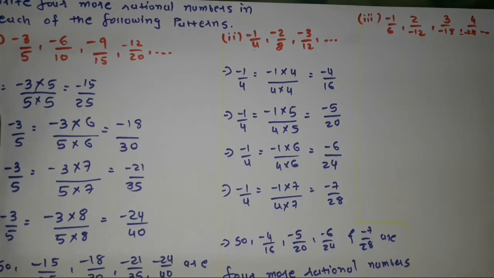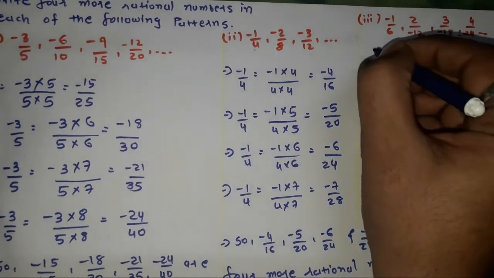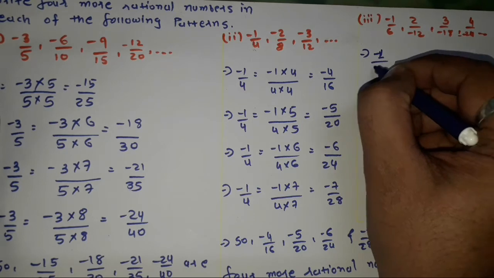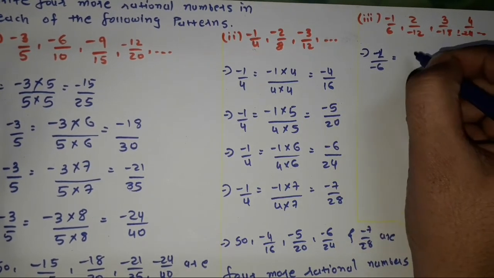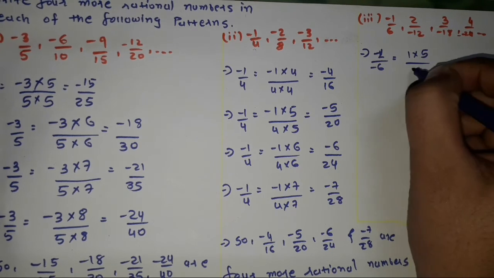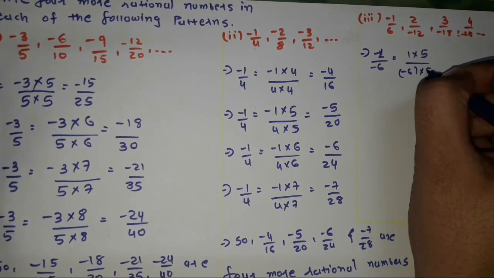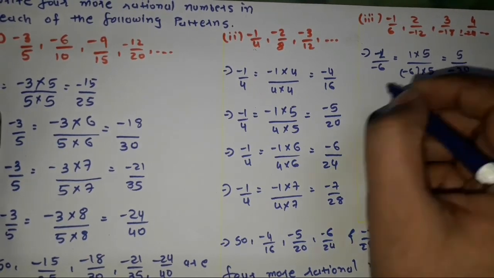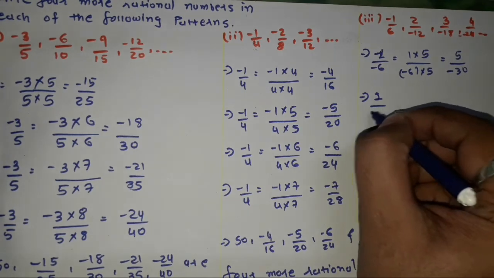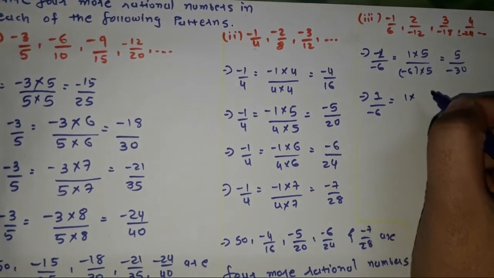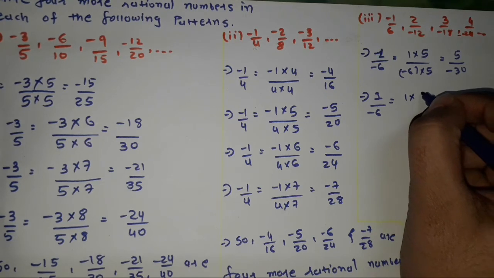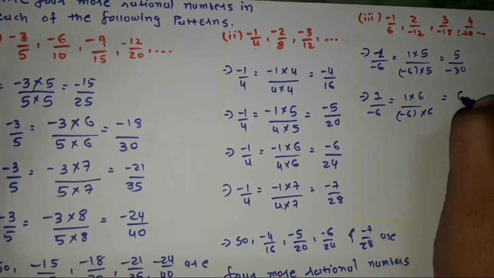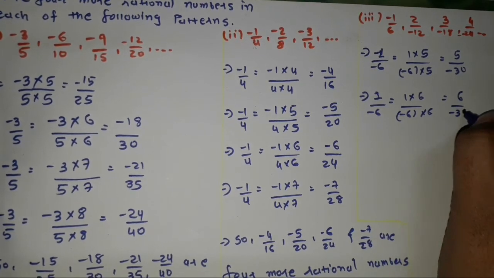So now the next number will be what? As I showed you just now, 1 upon minus 6 is equal to 1 multiplied by 5 upon minus 6 multiplied by 5. So here I will get 1 5s are 5 upon minus 30. Similarly, for the next one, 1 upon minus 6 is equal to 1 multiplied by 6 upon minus 6 multiplied by 6. So here I will get 6 upon minus 36.